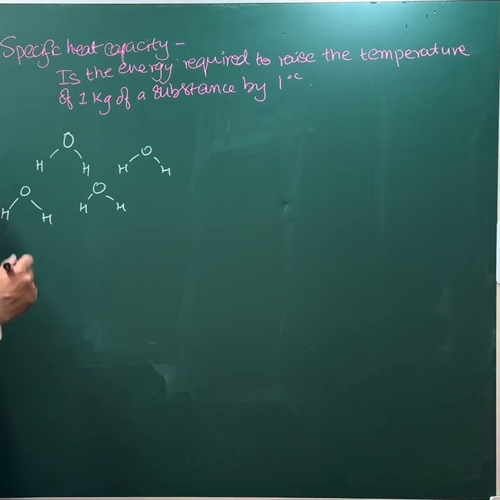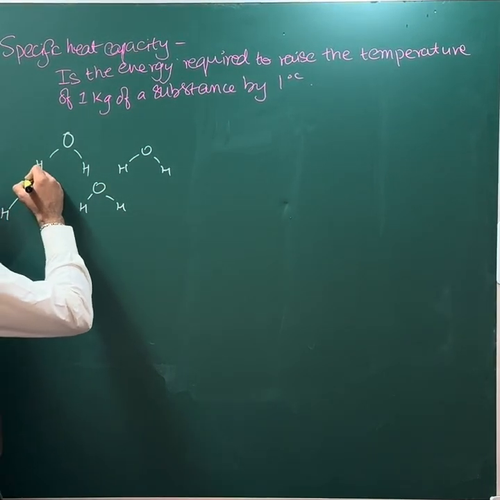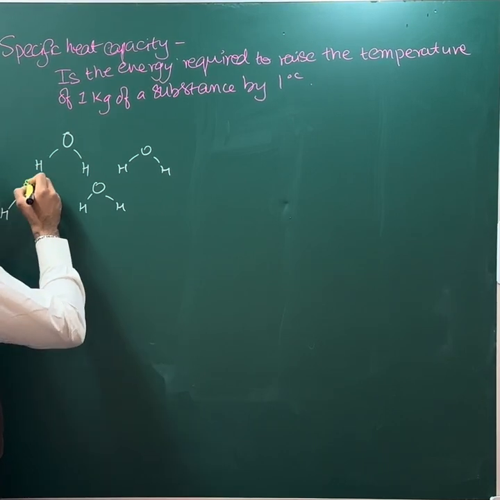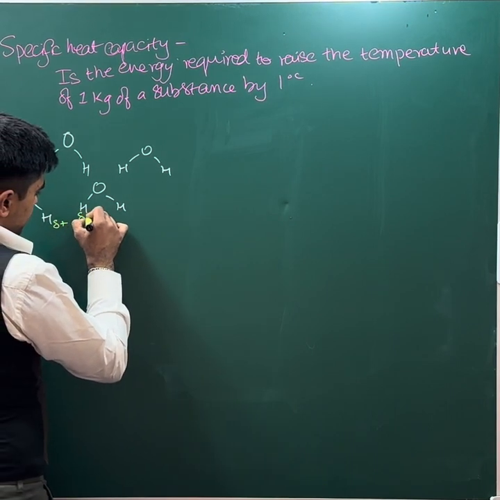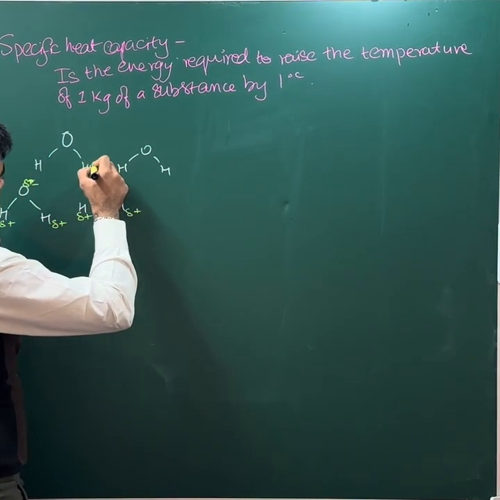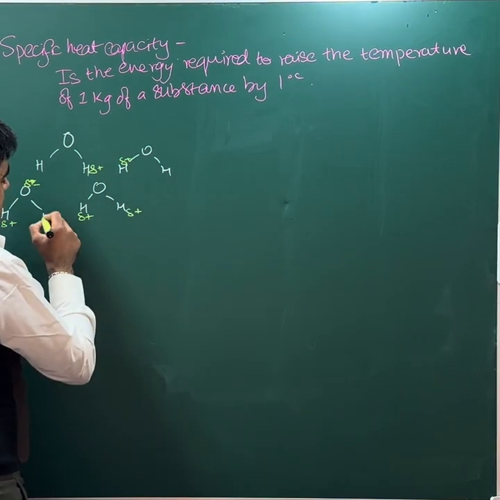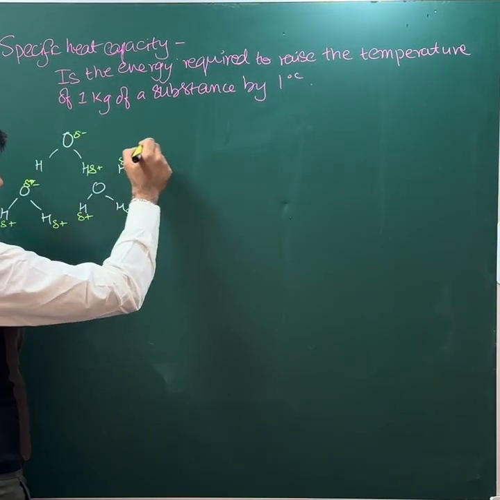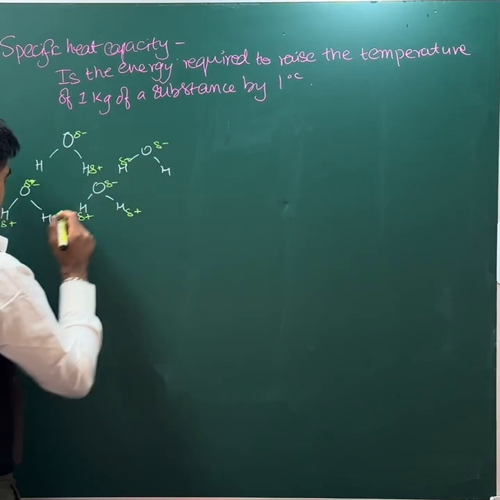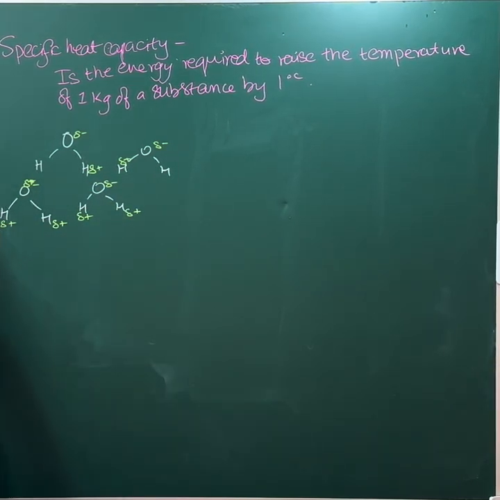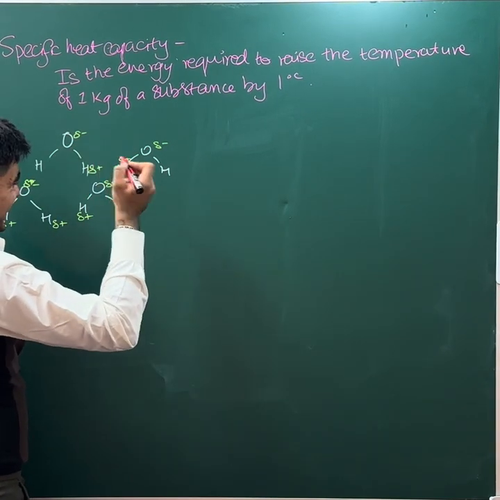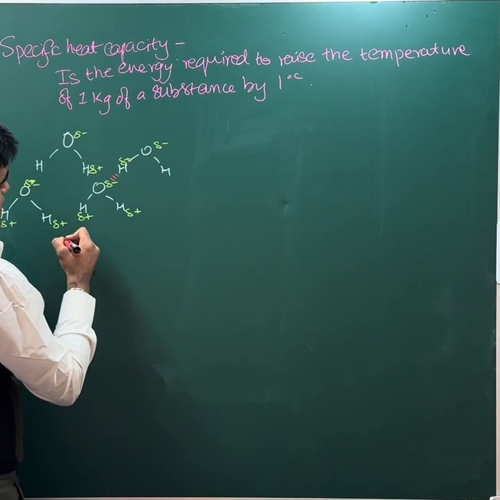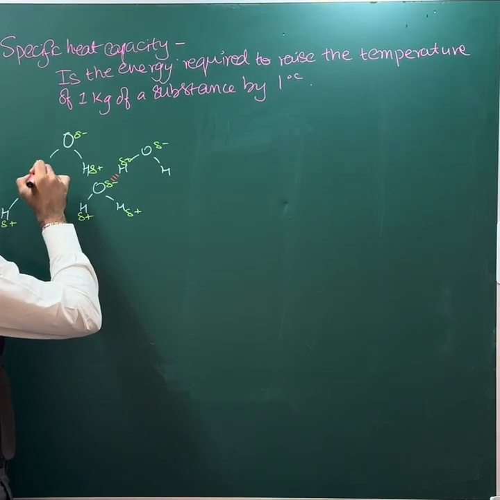And now we know that there are partial charges. So oxygen is partially negative. Hydrogen is partially positive. Brilliant. Now we have hydrogen bonds between the partially positive and the partial negatives. So between the oxygens and the hydrogens, we've got these hydrogen bonds.